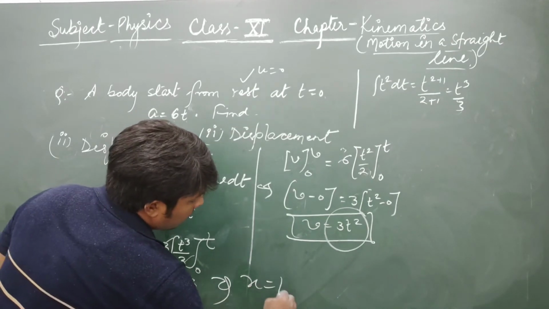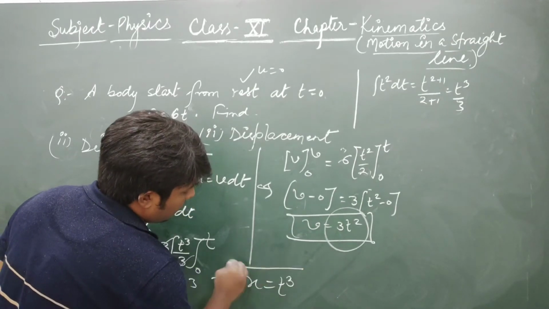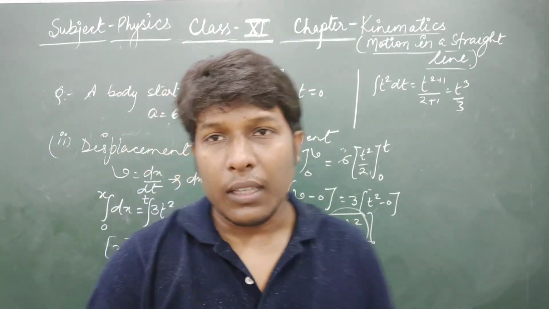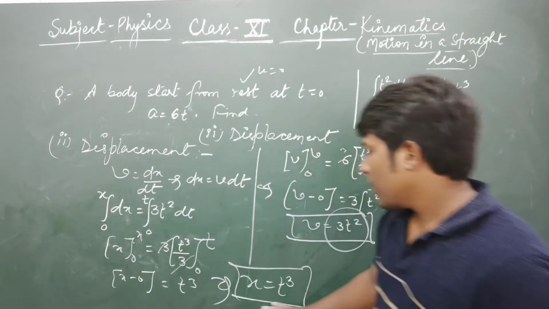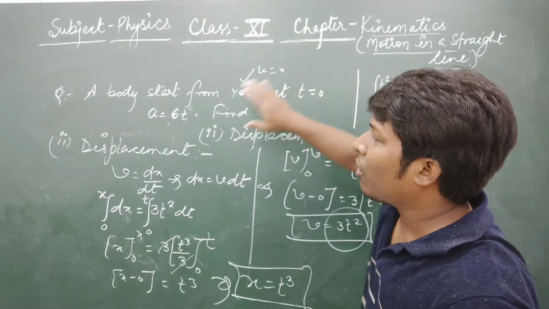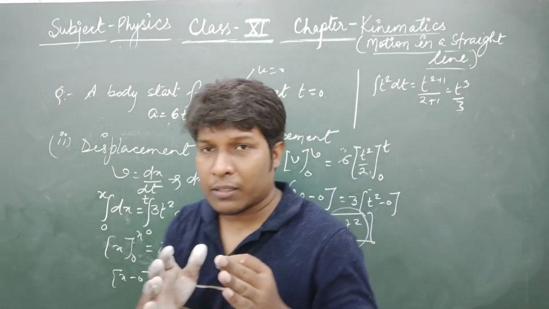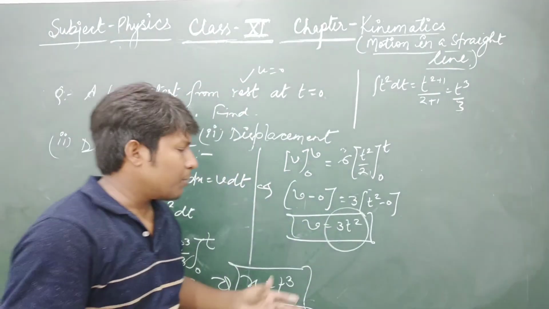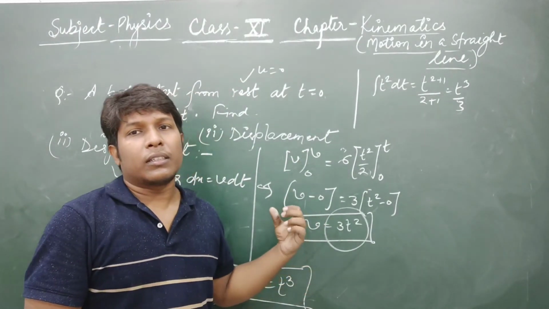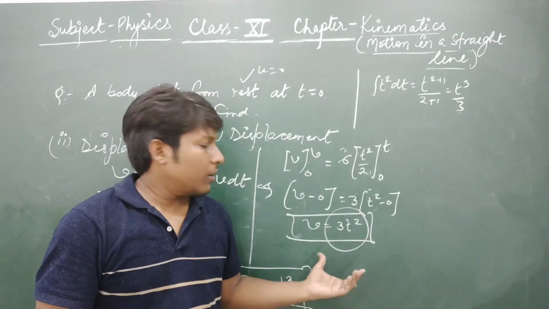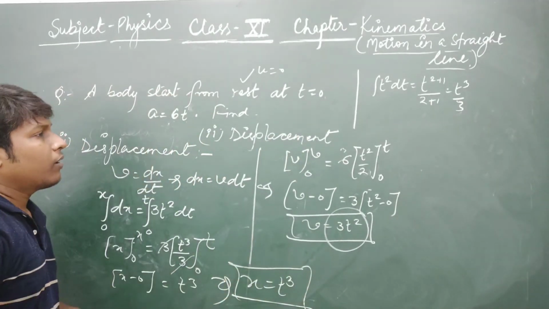So the expression of x is equal to t cube. So you get the expression of displacement from the expression of acceleration. If you are given the expression of acceleration, you can simply integrate it to get the expression of velocity and the expression of displacement. Okay.